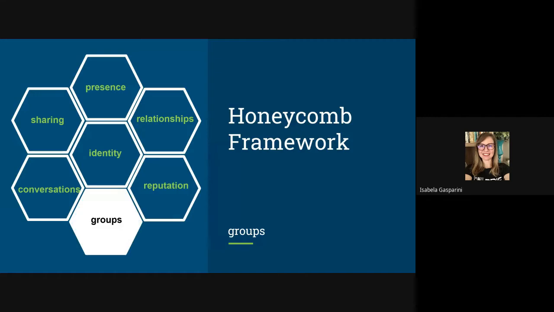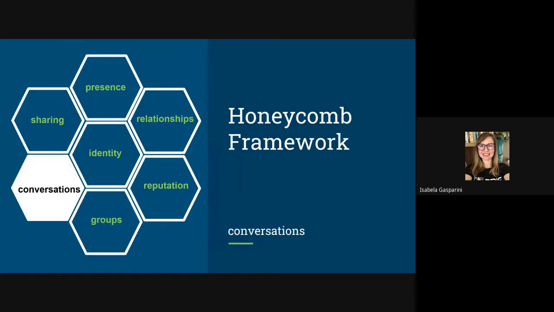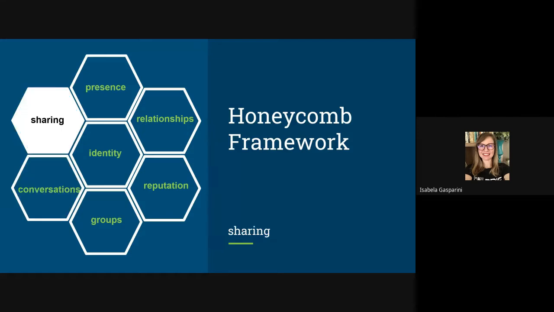Group. It is the possibility to form communities of users who share common interests, ideas, or opinions. Conversation is related to the possibility of communication between users. This can promote both synchronous and asynchronous communication. And sharing refers to the possibility of sharing items that are meaningful and important to users, such as photos, documents, and music.